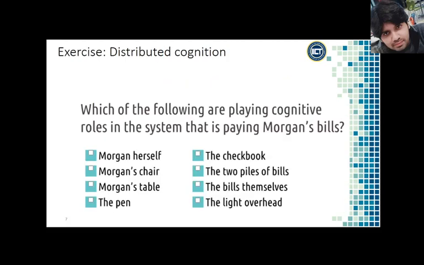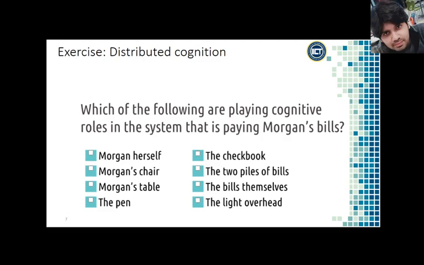Well, we are interested in any part of the system that performs some of the cognition for this user. While the chair, table, and light overhead make this possible, they aren't serving any cognitive roles. Morgan herself, of course, is, and the two piles of bills are too. They are an external memory of what bills Morgan has already paid and what she still needs to pay. This way, she doesn't have to mentally keep track of what bills she has left to do. The bills themselves remember a lot of the information for her as well, like the amounts and the destinations they need to be sent to.